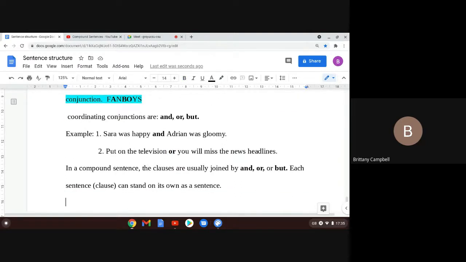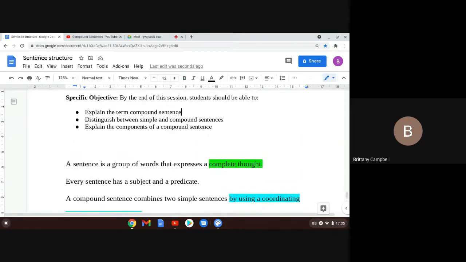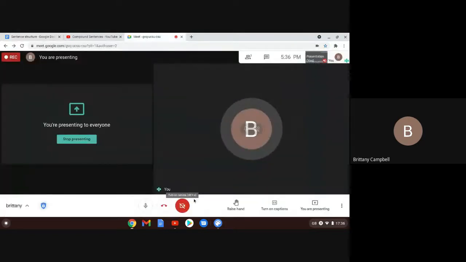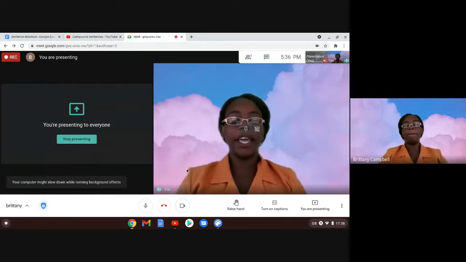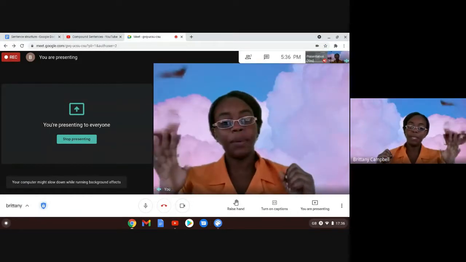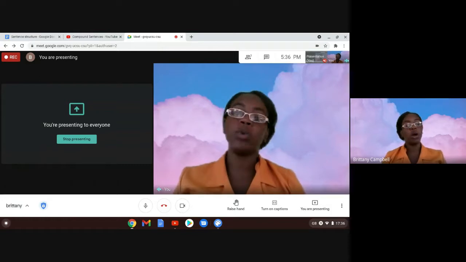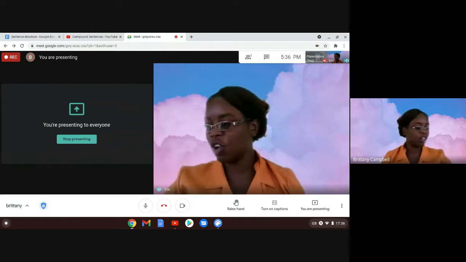Now, finally, in a compound sentence, the clauses are usually joined by the and, or, but. Each sentence or clause can stand on its own as a sentence. So pretty much when we talk about a compound sentence, what I want you to bear in mind is it's simple: two simple sentences coming together to form one with the use of a coordinating conjunction.